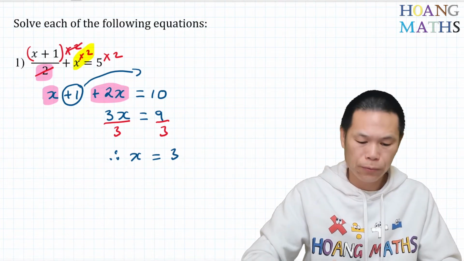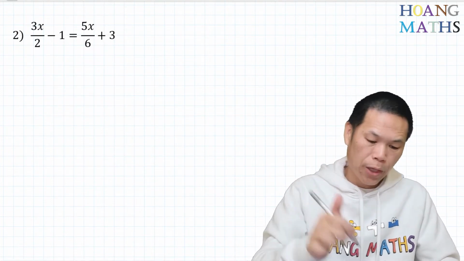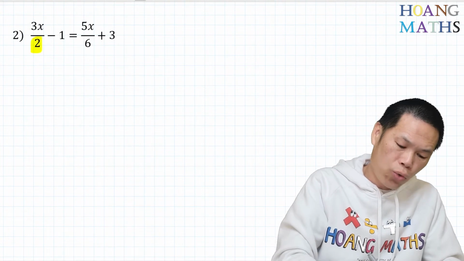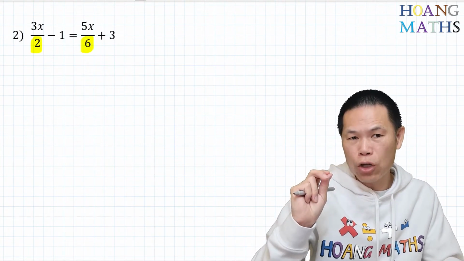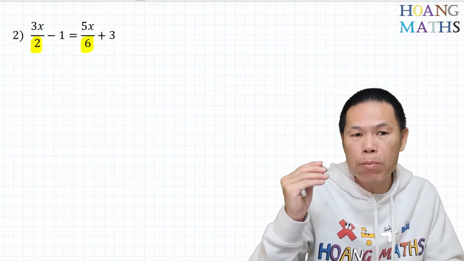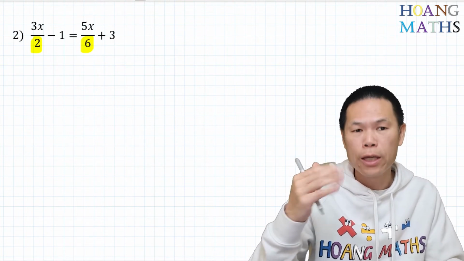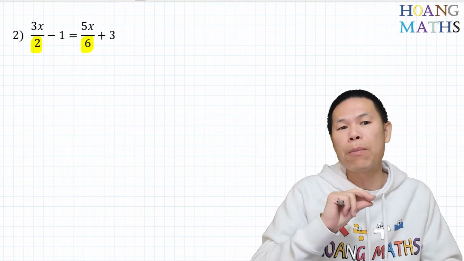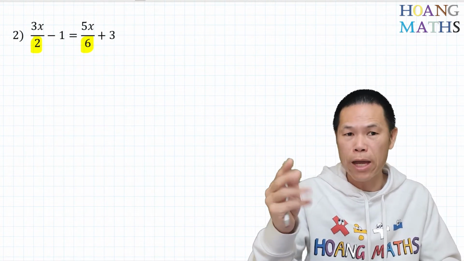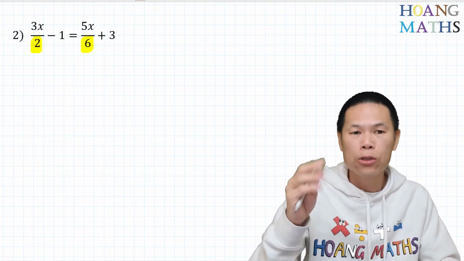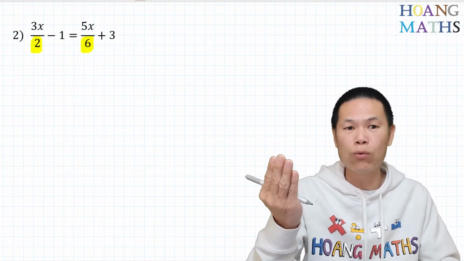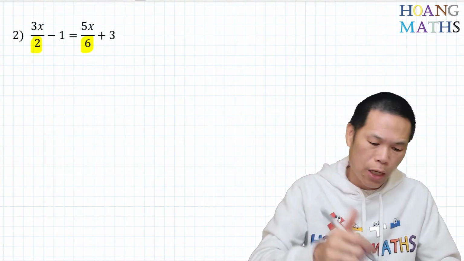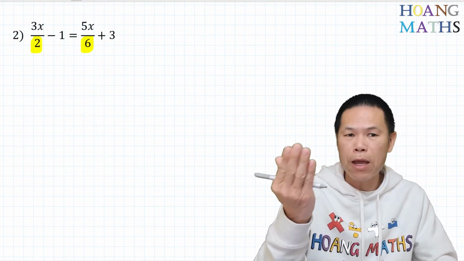There you go. Second one. So we have 2 and 6 on the denominator. So the common denominator, or the lowest common multiple of 6 and 2, is 6. Otherwise, you can times every term by 12. It doesn't really matter because 2 times 6 is 12. So you times every term by 12. Otherwise, you times by 6. Doesn't really matter, okay? Just keep that in mind. So let's just times everything by 6.